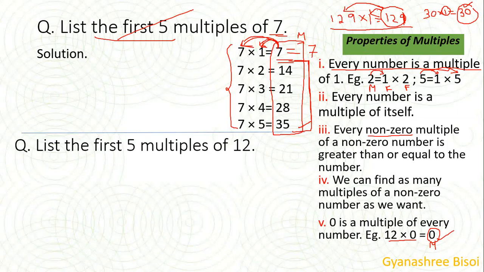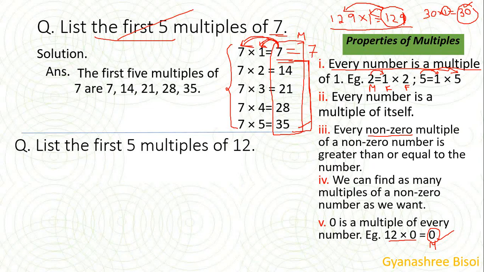Clear? Now, we will write the multiples of 7. Answer: the first 5 multiples of 7 are 7, 14, 21, 28 and 35. Right? These are the multiples of 7. So, we will solve the next question. To do more practice, you can do it by yourself also.